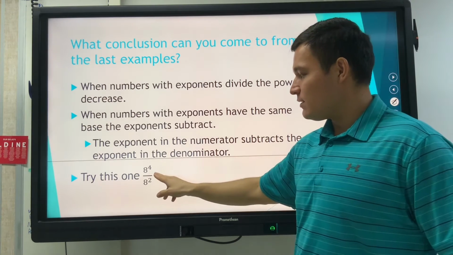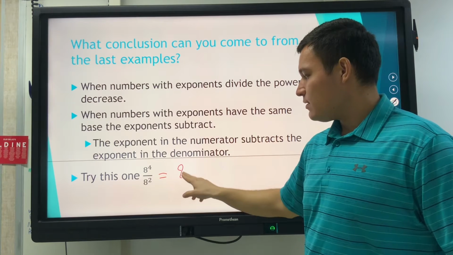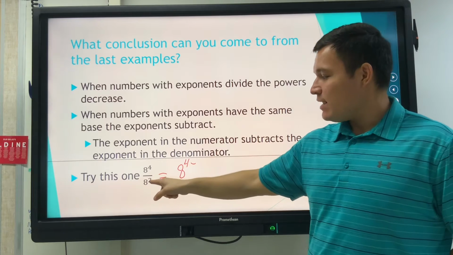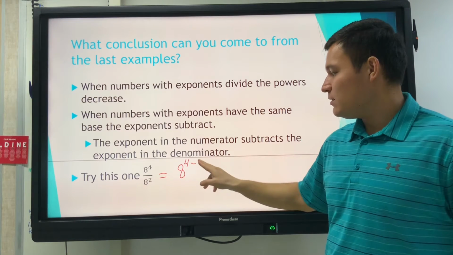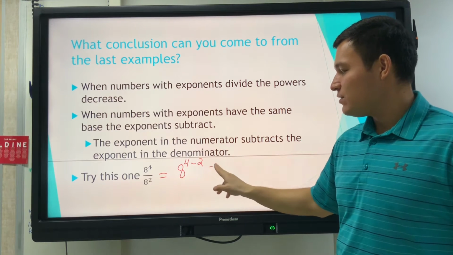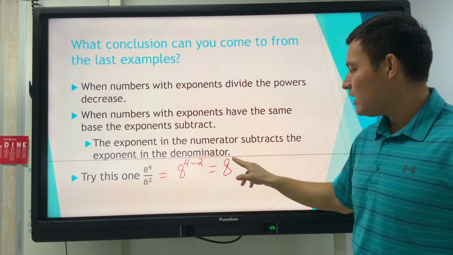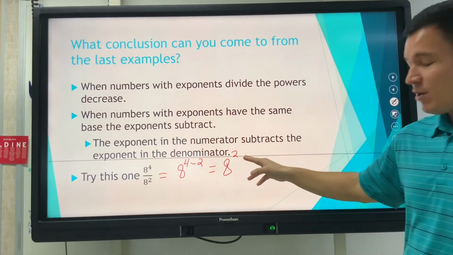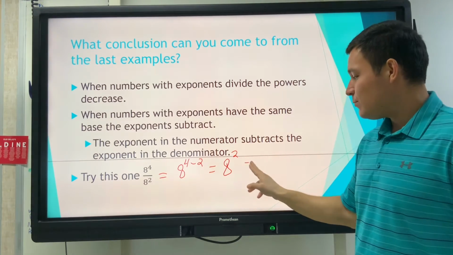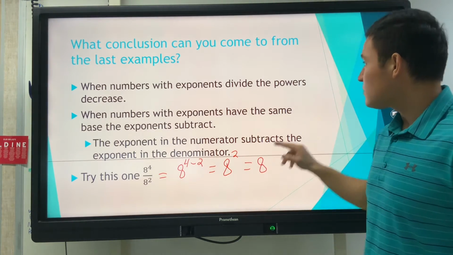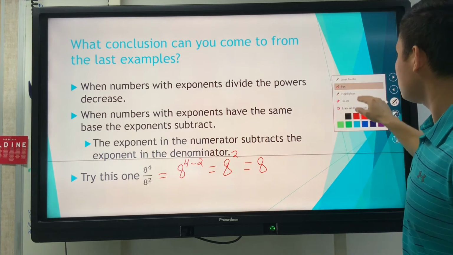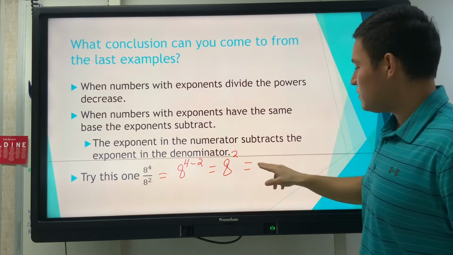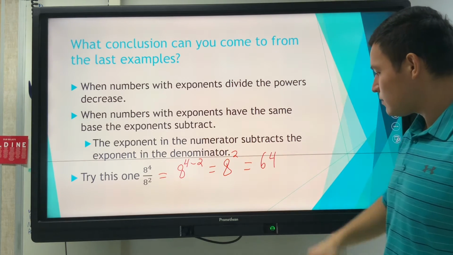That would look like this. 8 to the 4th power is going to subtract the exponent in the denominator. So it's going to subtract 2. That would make 8 squared. 4 minus 2 is a power of 2. 8 squared is equal to, no, not 84, 8 squared is equal to 64.